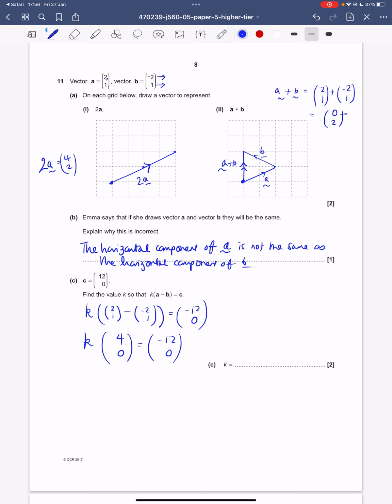Okay, so it's this one here that's going to give us some information. This isn't going to really help because k times 0 is automatically 0. But here, k times 4 is minus 12. So k is minus 12 divided by 4. So k is minus 3.